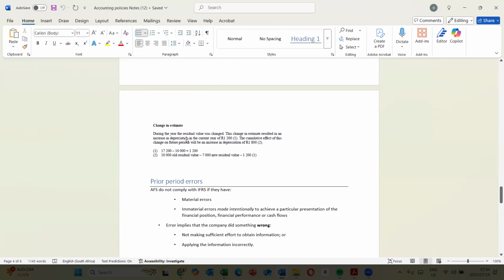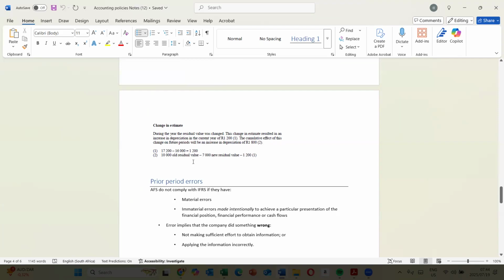So you just say during the year, the residual value was changed. So this is the nature, all right, in regards to this. And then this change in estimate resulting in an increase in depreciation in the current year of 1,200. The cumulative effect of this change on future periods will be an increase in depreciation of 1,800. So literally, that's what we have now forming part of the change in accounting estimate.